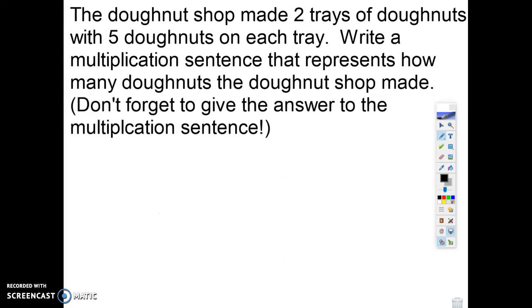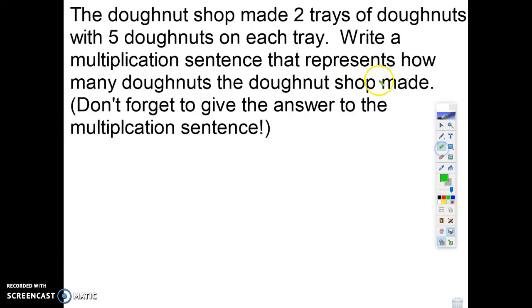Okay, on to the next one. Okay, now we're working with donuts. The donut shop made 2 trays of donuts with 5 donuts on each tray. Write a multiplication sentence that represents how many donuts the donut shop made. And again, don't forget to give the answer to the multiplication sentence.